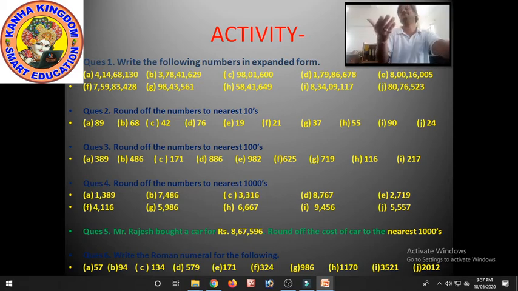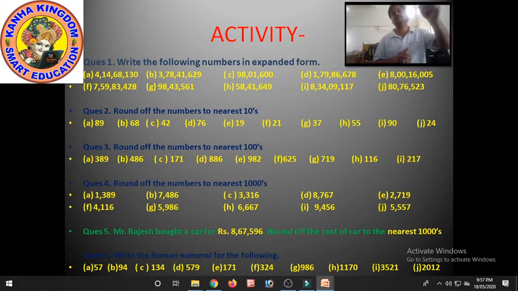If the ones digit is less than 5, then that digit is converted into 0 and the rest is the same. But if the ones digit is greater than or the same as 5, then what you have to do? Again the ones digit is converted into 0, but add 1 to the tens digit.